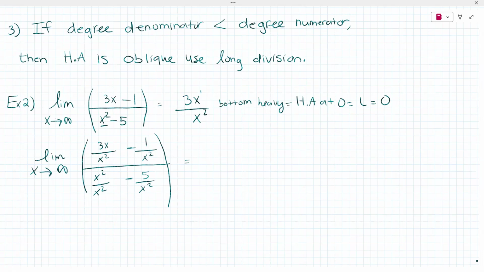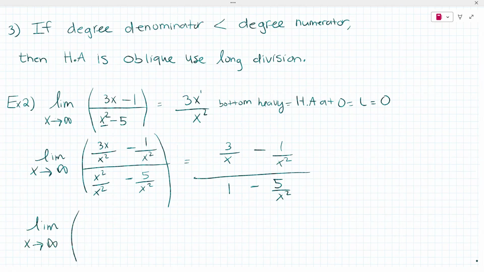Okay, so let's simplify it. What's 3x over x squared? That's x to the negative 1, so that would be 3 over x. Minus 1 over x squared is 1 over x squared. Here x squared over x squared is 1, minus 5 over x squared, which you can't really simplify. So you're going to rewrite this problem: the limit as x approaches infinity, and you're going to use this instead of that. So it's going to be 3 over x minus 1 over x squared.